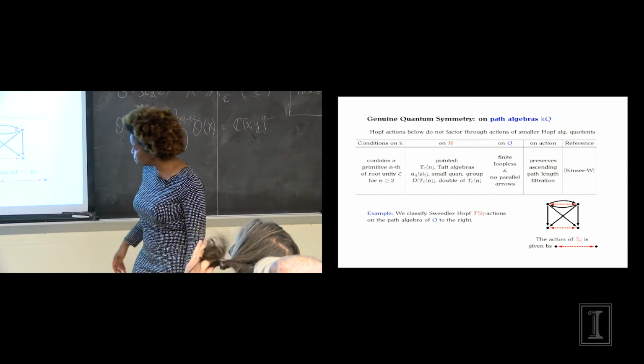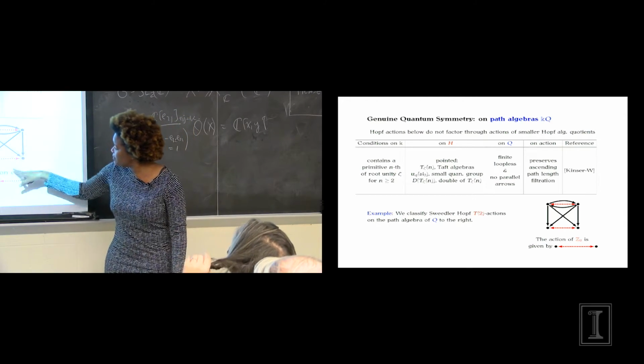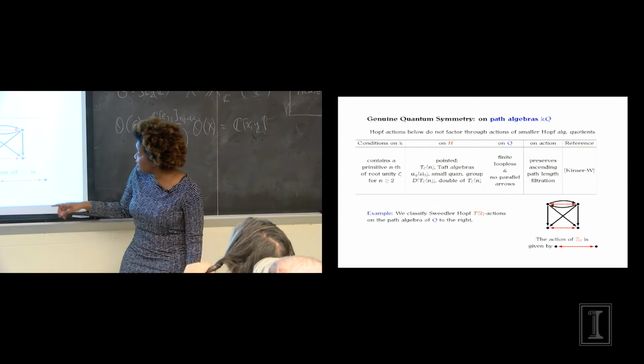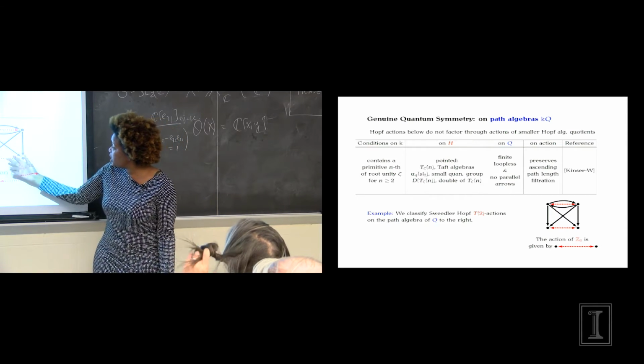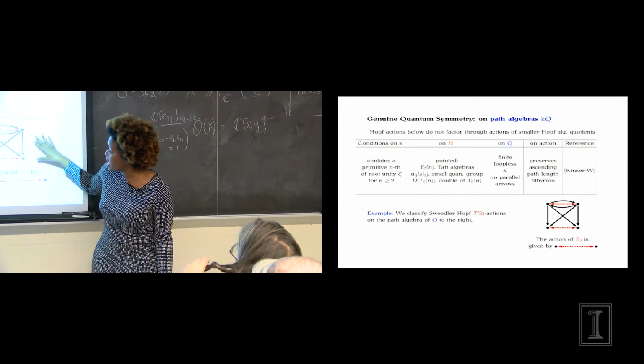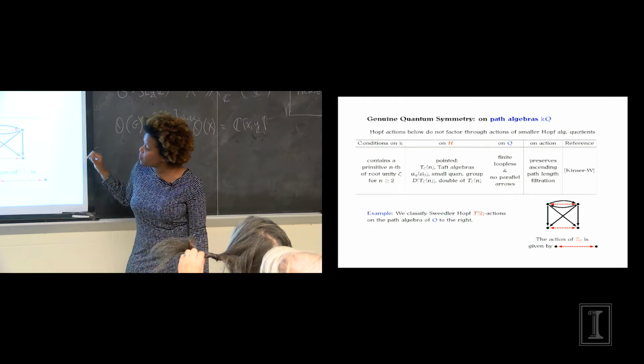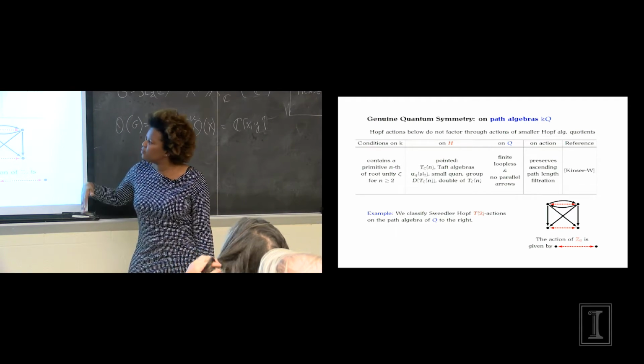So for instance, this quiver, the stuff in black, we can look at it and say, it admits an action of Z_2. And we can also extend this to an action of the Sweedler Hopf algebra that we saw before. We have very clean formulas.